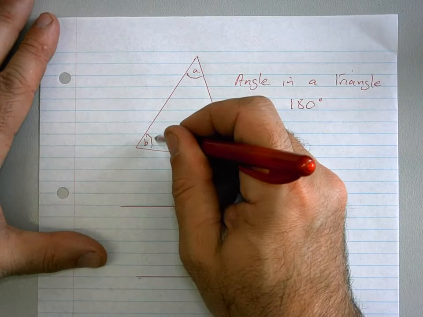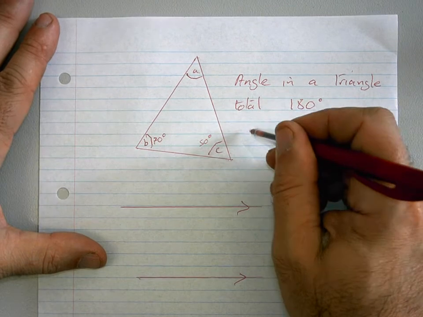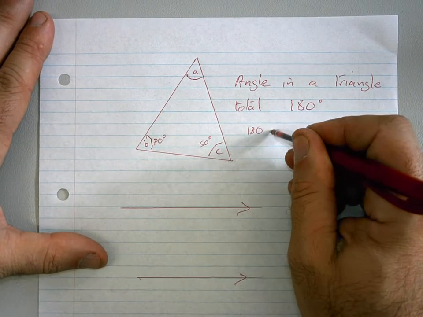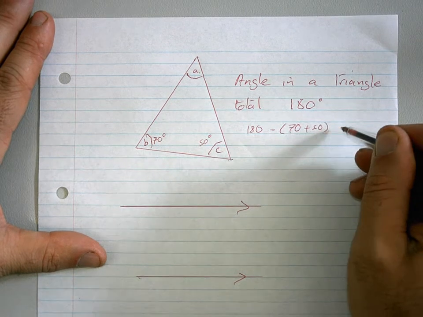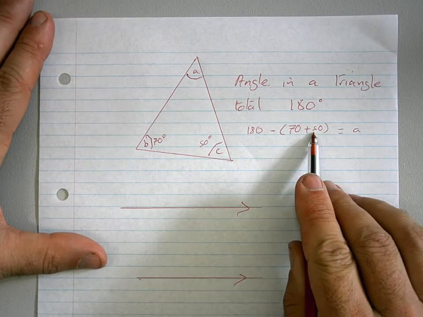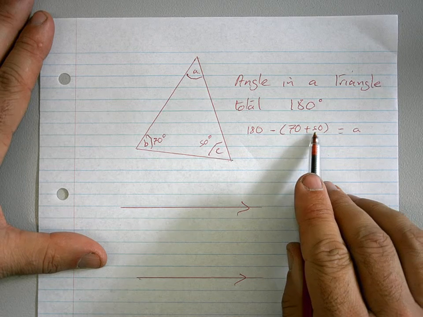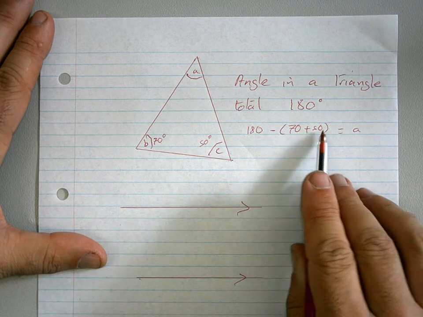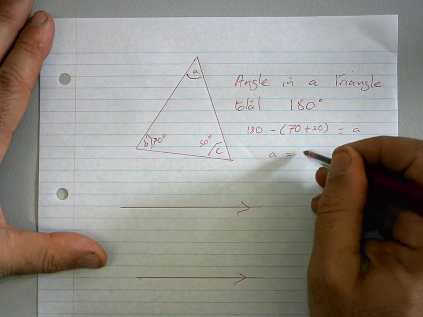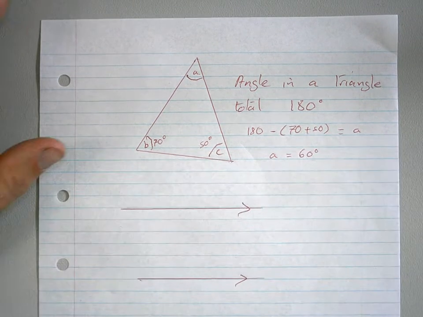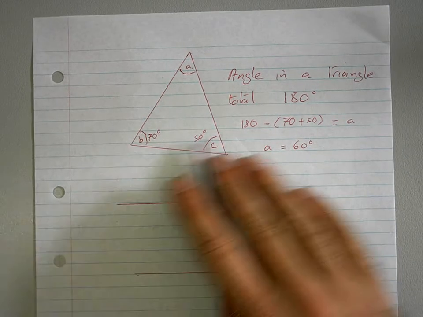So for instance, if I told you that was 70 and I told you that was 50, I could say 180 take away brackets 70 plus 50 would equal angle A. 70 plus 50 is 130, I think. Okay, so 180 take away, so there's 120, big pardon. So 180 take away 120 means that A must be 60 degrees. Okay, so that's angles in a triangle.